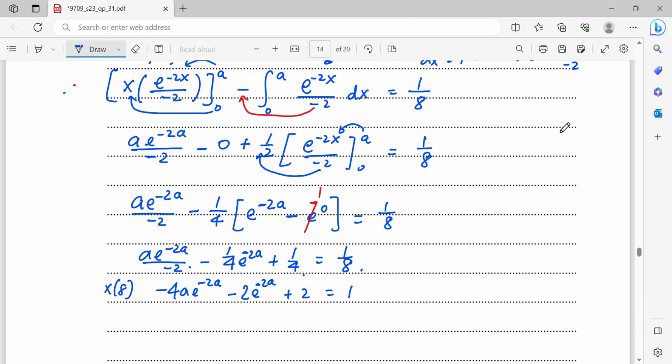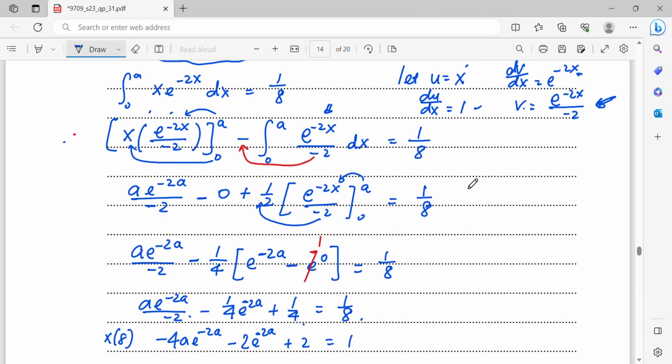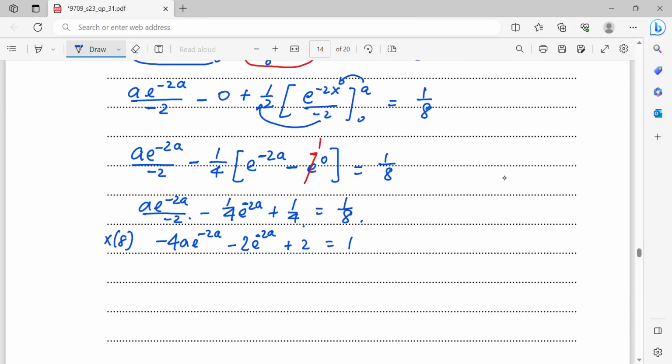Okay, so I have e to the negative 2a. So maybe I will just move it down first, then you can see clearly. So it will be negative 4a over e to the 2a minus 2 over e to the 2a. Then these two terms I can just simplify by moving the 2 to the right side. So it becomes minus 2 plus 1. So it will be minus 1.